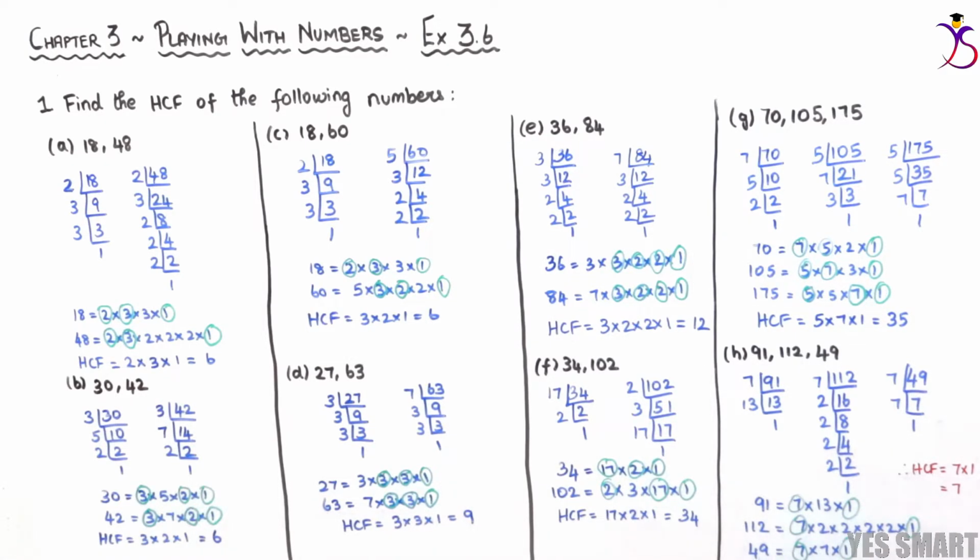Even for two prime numbers, we will have a common factor which is 1. This is a very important 1-mark question. So, let's make a note of it. Now, let's discuss the next subdivisions.